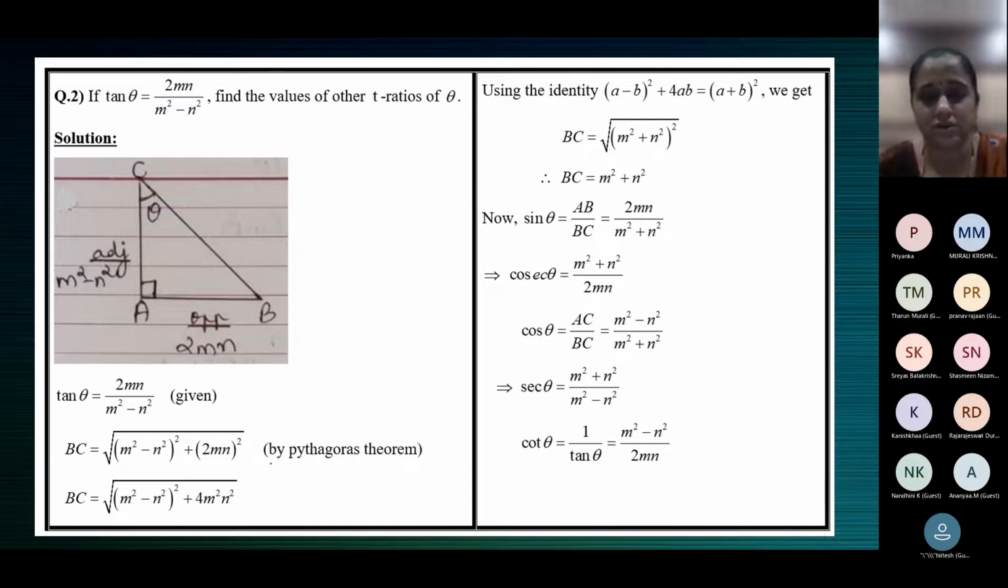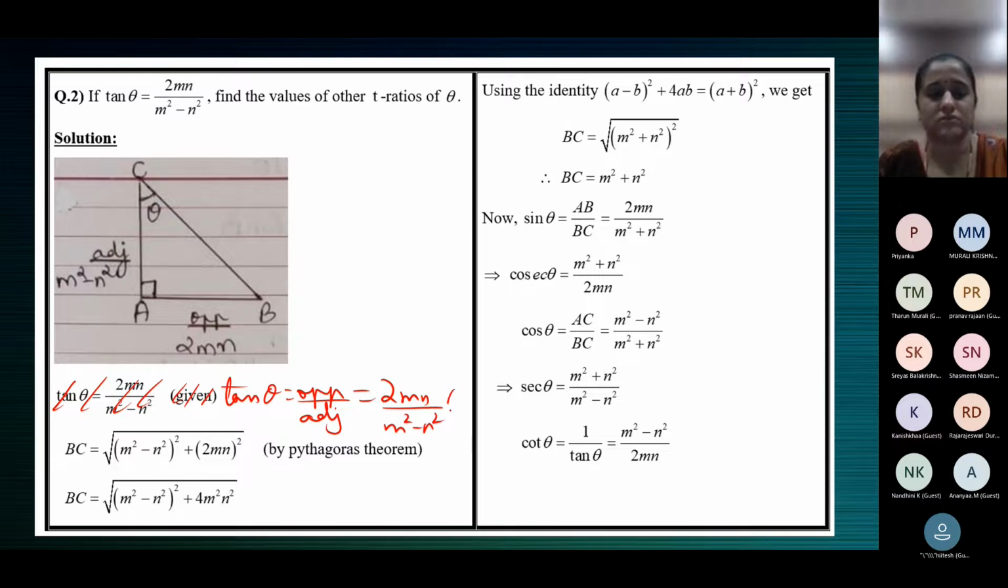So that's given to you already. Reciprocal of tan theta is cot theta. The first line I wanted you to write like this: tan theta is equal to opposite by adjacent, which is 2mn by m squared minus n squared, given. This is the first line.